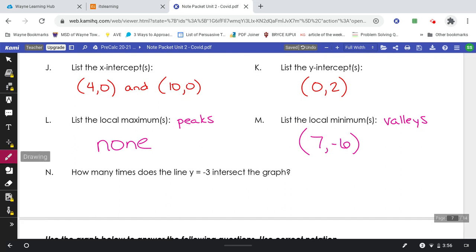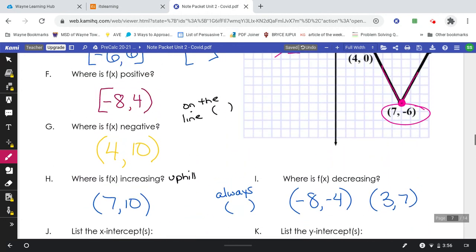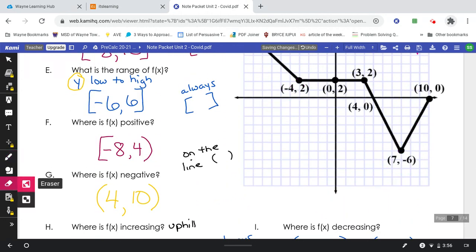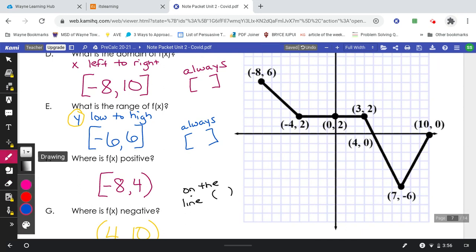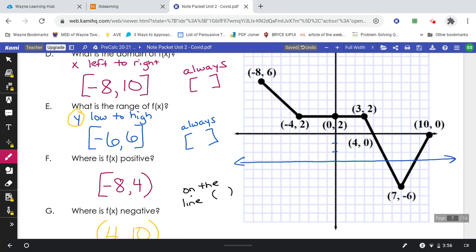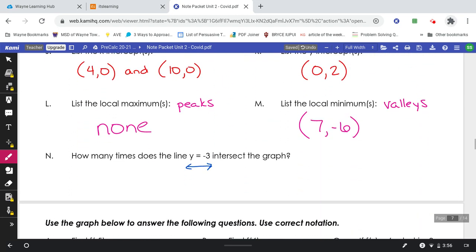And then my last part asks me, how many times does the line y equals -3 intersect the graph? y equals -3 is a horizontal line that crosses the y-axis at -3. So I'm going to go up to my graph here, erase some of this stuff. I'm going to draw a horizontal line at -3. 1, 2, 3. And then we just look at the graph and see how many times the blue line crosses our graph. It looks like it crosses once right here and another time right there. So your answer would just be twice, or 2.